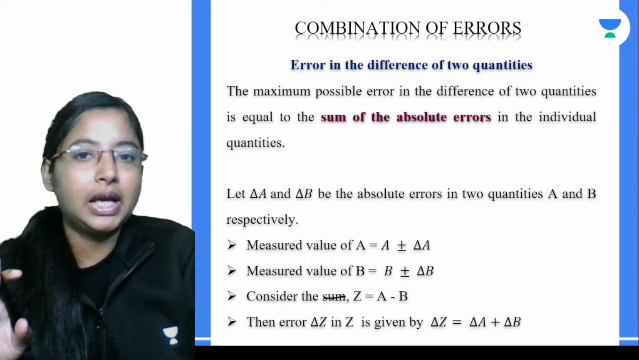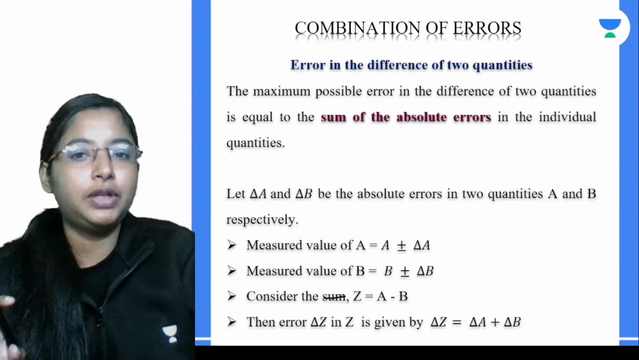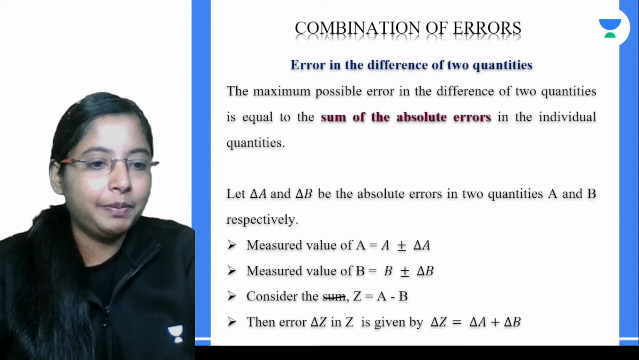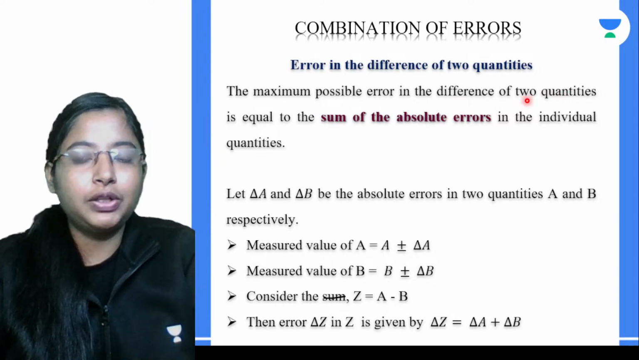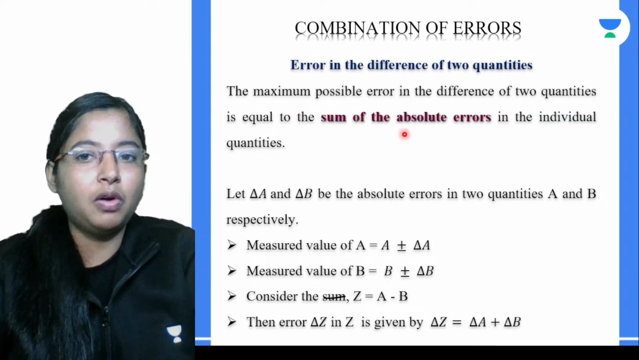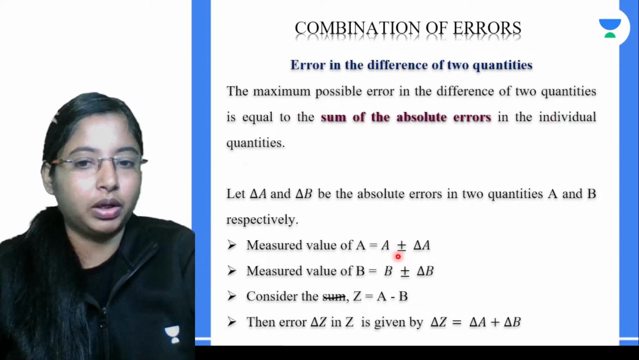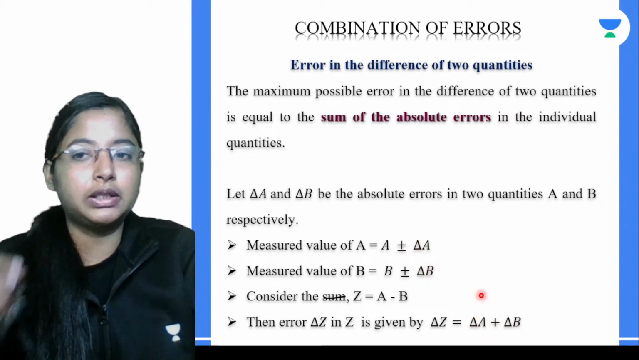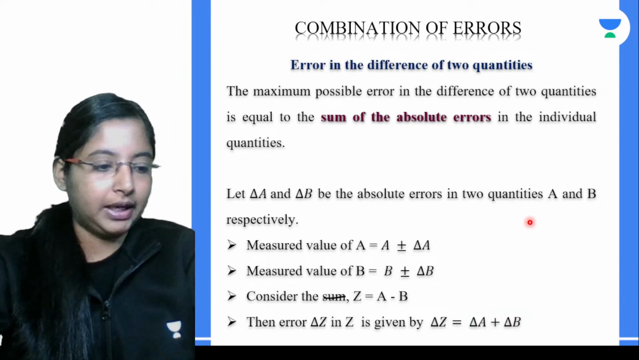So whenever you're doing error analysis, even if there is a difference that you have to find, you have to add the error terms, okay? So the maximum possible error in a difference of two quantities is equal to the sum of absolute errors in the individual quantities. Find the individual absolute errors in each quantity, add them together. That will give you the maximum error in the final quantity.